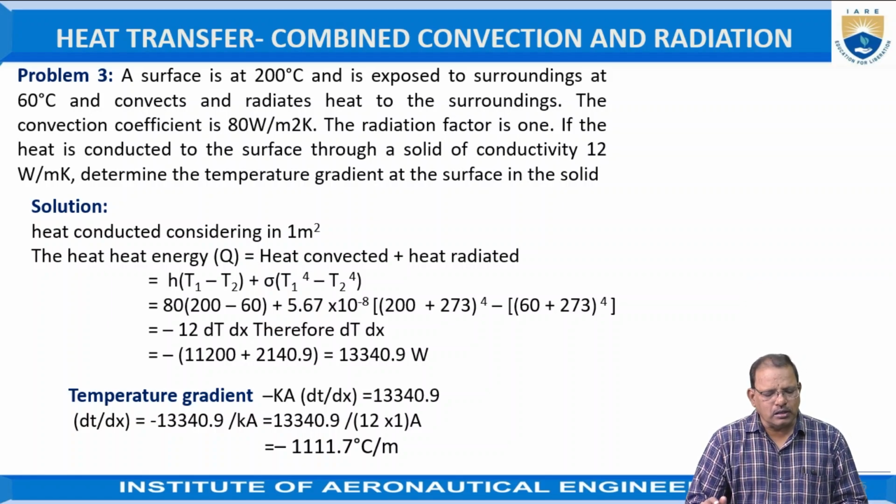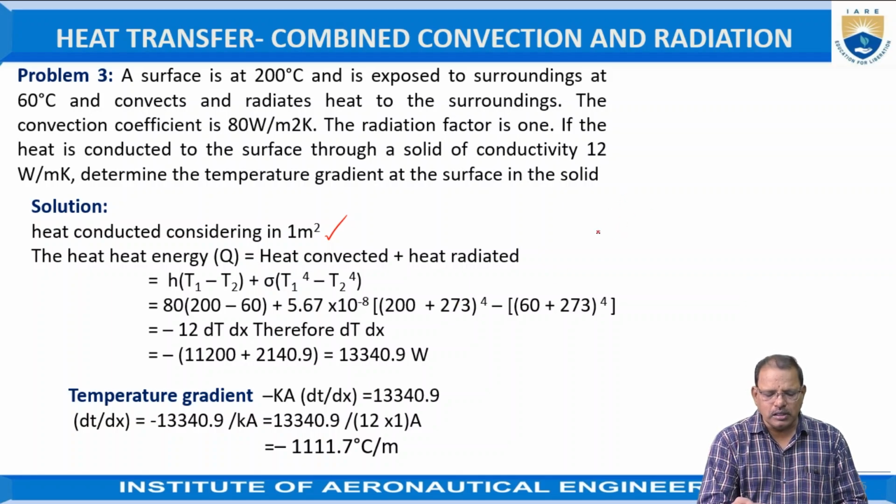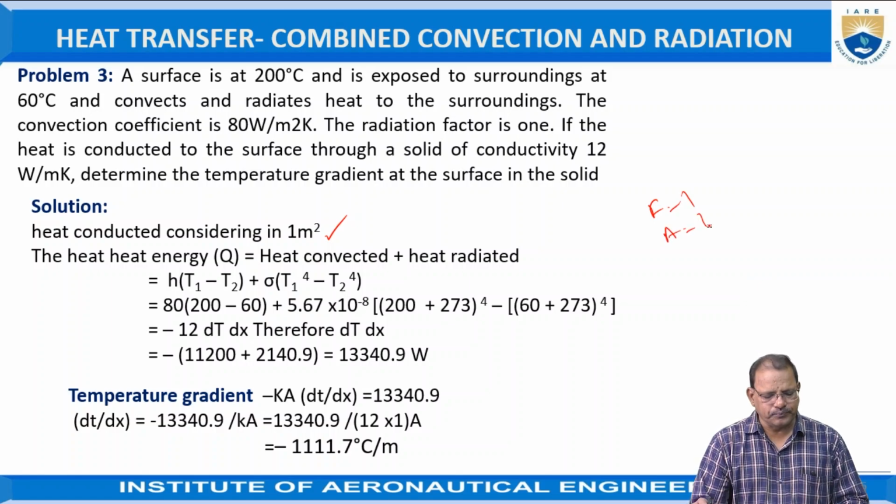So the heat conducted through a surface, assume it has an area of cross section equal to 1 meter square. The heat energy conducted is Q, which is the sum of the heat energy transferred by the convection process as well as the radiation process, which is equal to h(T1 − T2) + σ(T1^4 − T2^4). Here we have taken F = 1 and A = 1.